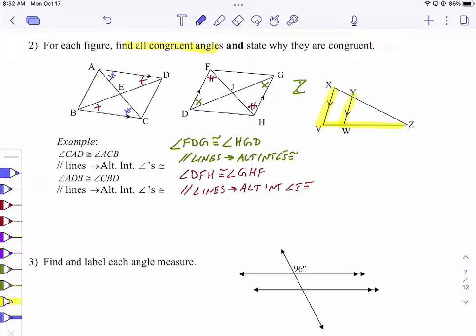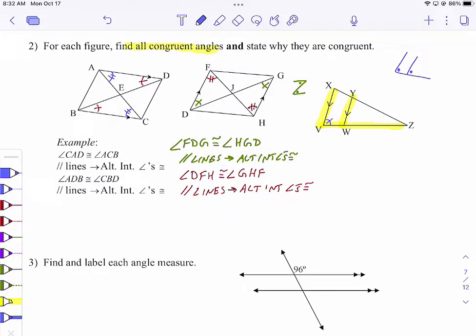when I draw this F shape like this, in the F shape, it's the ones that are like this that are equal. Those are corresponding angles. It's this one and this one. So I would say angle, can I just call this angle V?